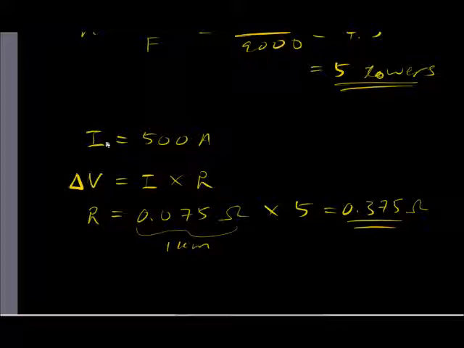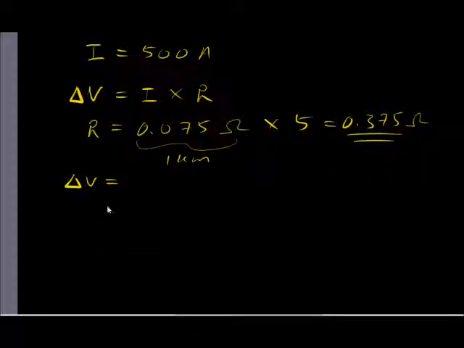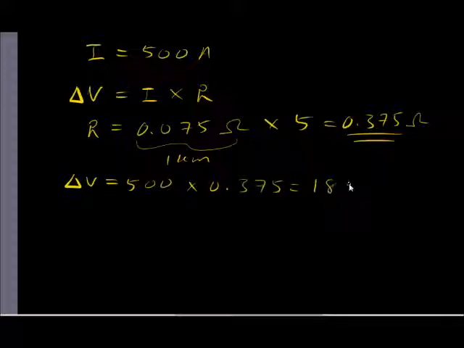Alright, with this information, now we can calculate the value for delta V. It's pretty straightforward. It's 500 multiplied by 0.375, and this gives 187.5 volt.